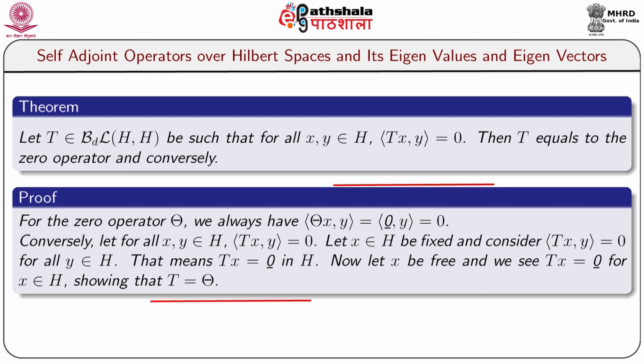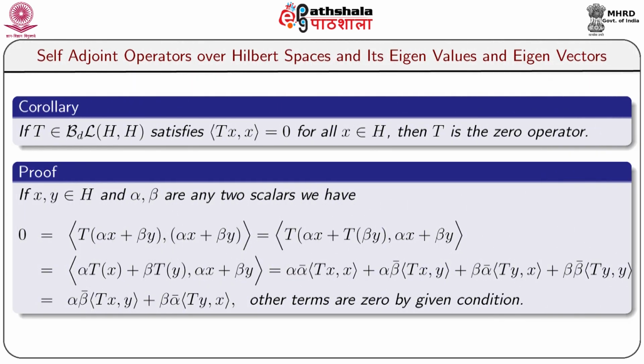Conversely, let for all x, y belongs to H, inner product ⟨Tx, y⟩ equal to 0. Let x belongs to H be fixed and consider inner product ⟨Tx, y⟩ equal to 0 for all y belongs to H. That means Tx is equal to 0 vector in H. Now, let x be free, and we see that Tx equal to 0 vector for all x belongs to H, showing that T equal to 0 operator. In this connection, we note the following corollary.